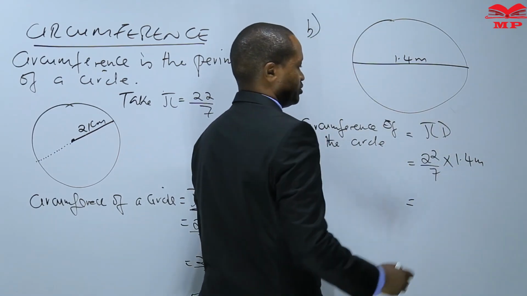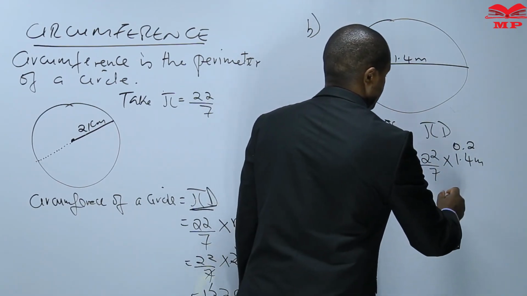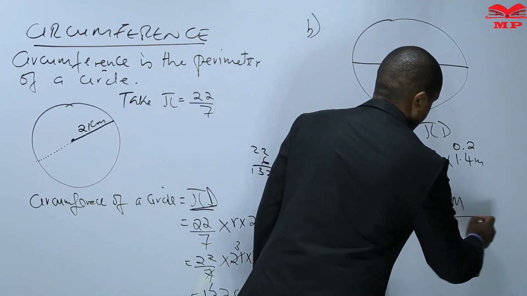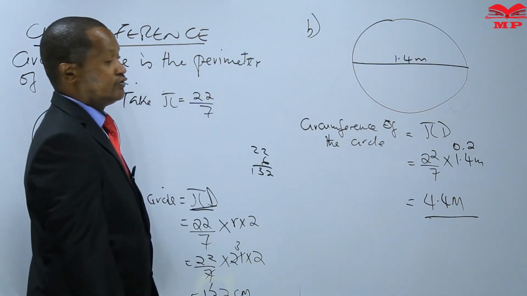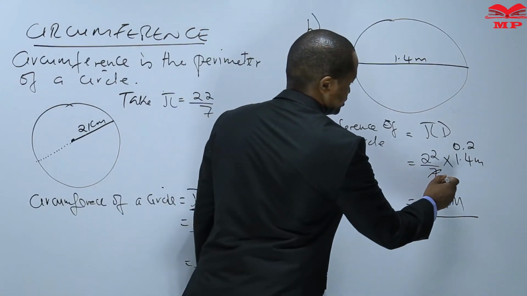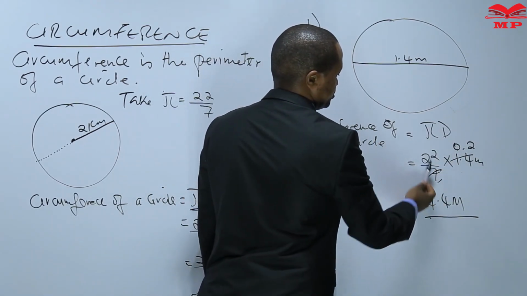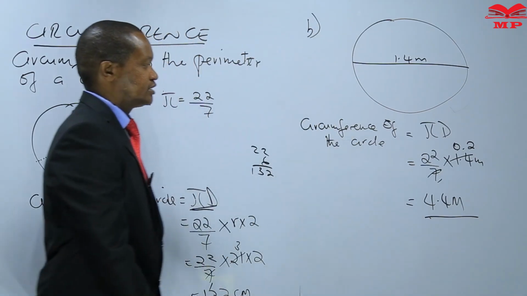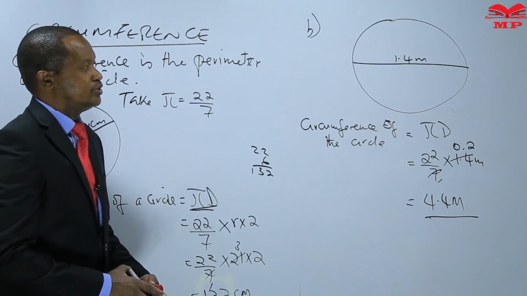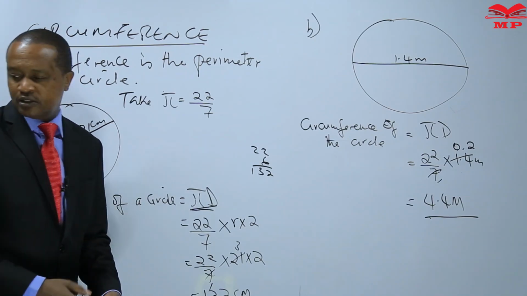So this will be equal to 0.2 times 22, which is equal to 4.4 meters. That is the circumference of the circle. So 7 goes here once, 7 goes here 0.2. Okay, 0.2 times 22 is equal to 4.4 meters. So 4.4 meters is the circumference of a circle which has a diameter of 1.4 meters.